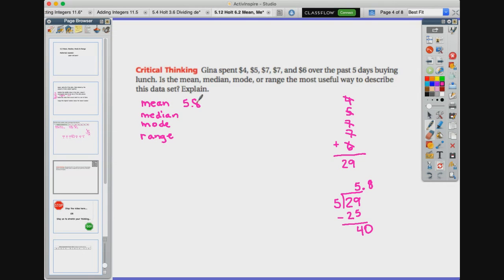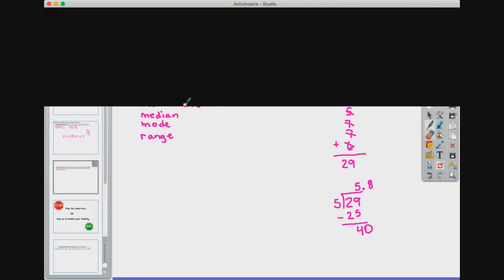Now, when you talk about money, do you talk about 5.8? Not usually, not unless you're talking about like millions and billions of dollars. Because it would be like 5.8 million. So what we're going to do is make sure that it looks like $5.80. Okay.